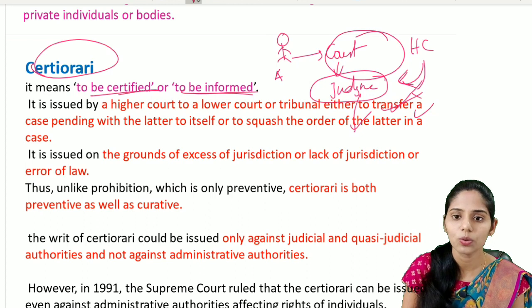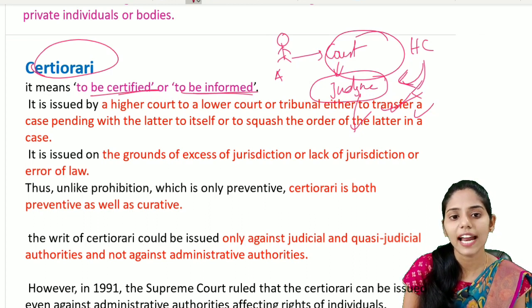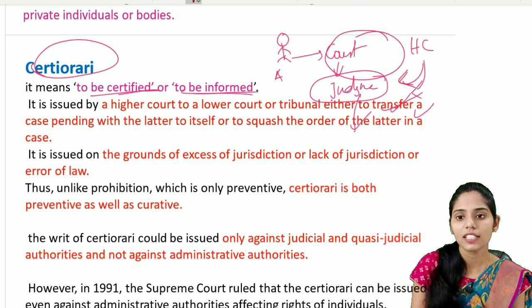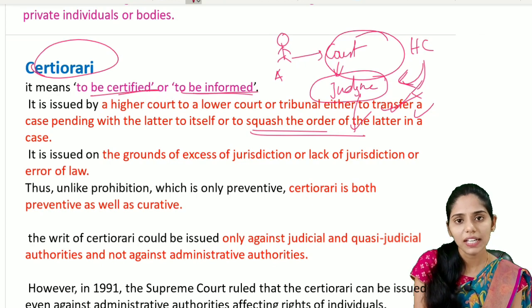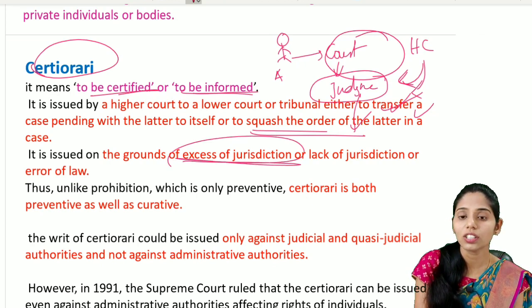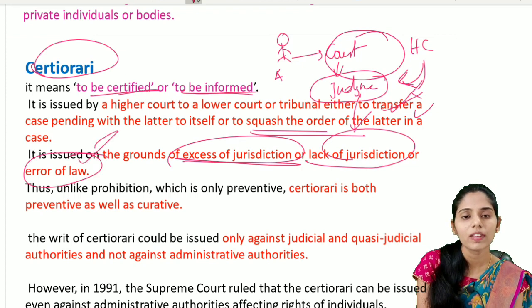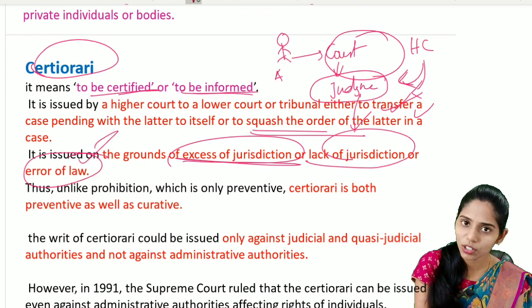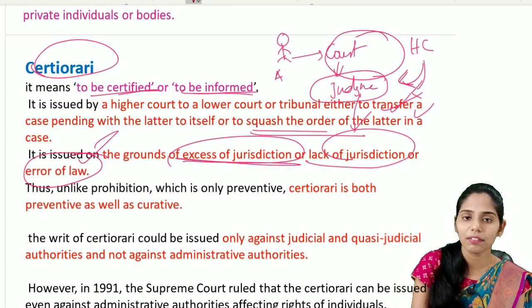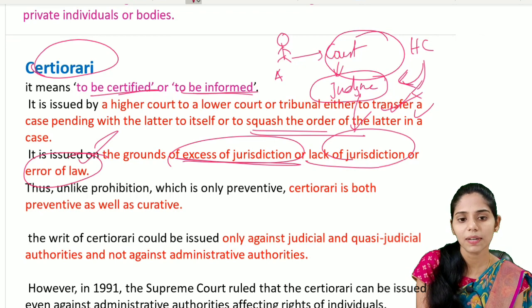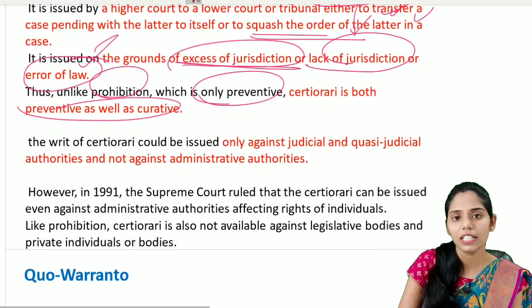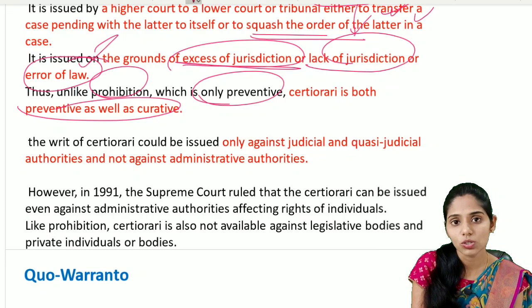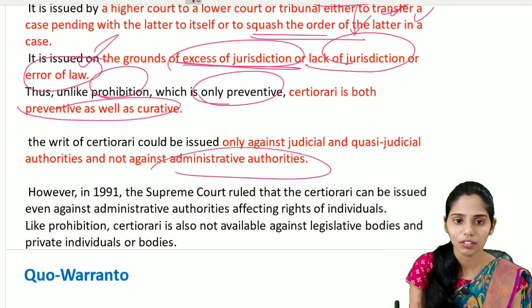Again, it is issued by the higher courts to the lower courts or the tribunal, either to transfer a pending case to itself or to quash the order which was presented in the case. It is mainly issued on the grounds of excess jurisdiction, lack of jurisdiction or error of law. Unlike prohibition, which is only a preventive measure, certiorari is both preventive and curative. This is the main difference between prohibition and certiorari. The writ of certiorari can be issued against any judicial or quasi-judicial authority, and, same as prohibition, it is not given against administrative authorities.